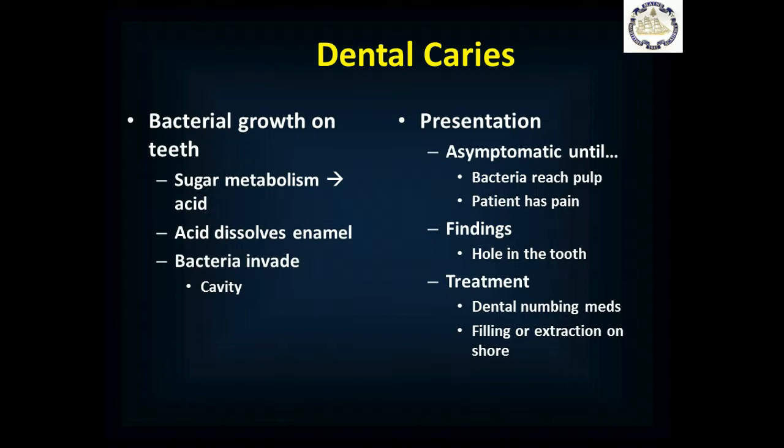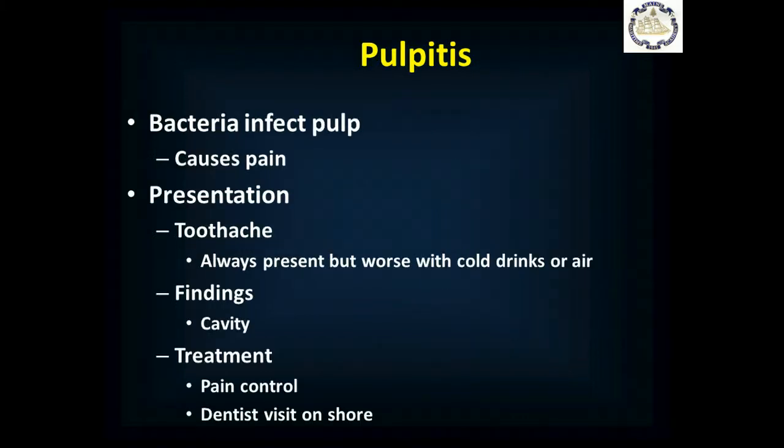So on exam you'll see that black sort of drilled out looking hole in the tooth. If they've got a lot of discomfort, so it's reached the pulp, you can give them some numbing medication and they'll need a filling or possibly an extraction onshore depending on how extensive it is. And what's happening is they've got pulpitis, which is bacterial infection of the pulp, which causes pain. The patient will have a toothache, which is always present, but if they eat or drink or they suck air across a tooth, it hurts quite a bit more.